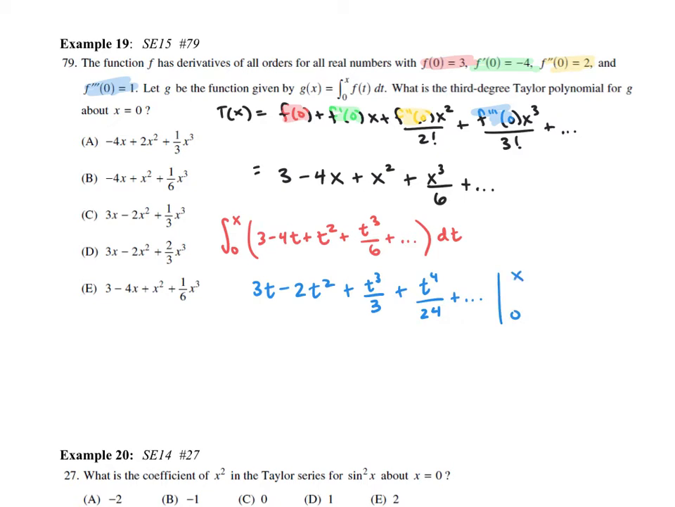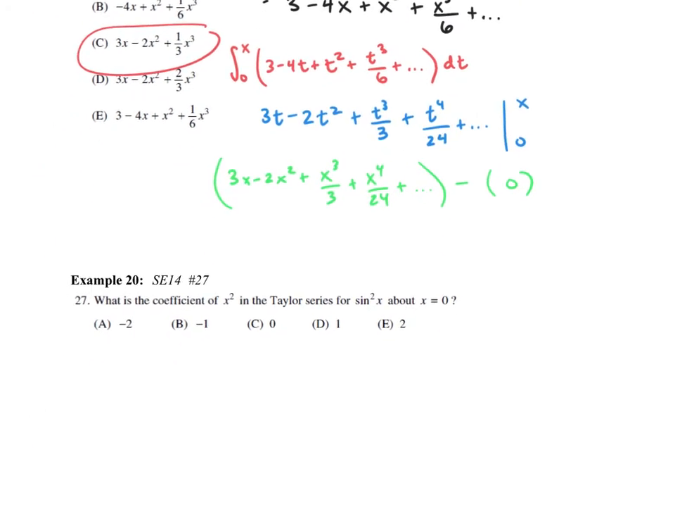So we'll substitute in the upper value of x. So we have 3x minus 2x squared plus x cubed over 3 plus x to the 4th over 24. And we'll subtract, if I was to substitute in 0, we would of course just get 0. Now we're looking for the third degree Taylor, so I ended up listing an extra term, which is fine. It's better to be safe than sorry, I suppose, when it comes to trying to match the multiple choice. But if we look through our answers, we have option C that would match the first 3 terms, or the third degree Taylor polynomial. Okay, let's move on to example 20.